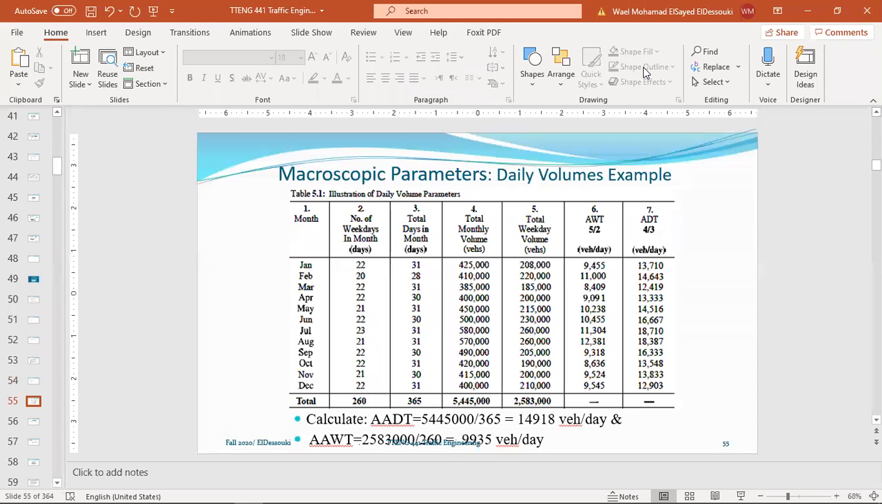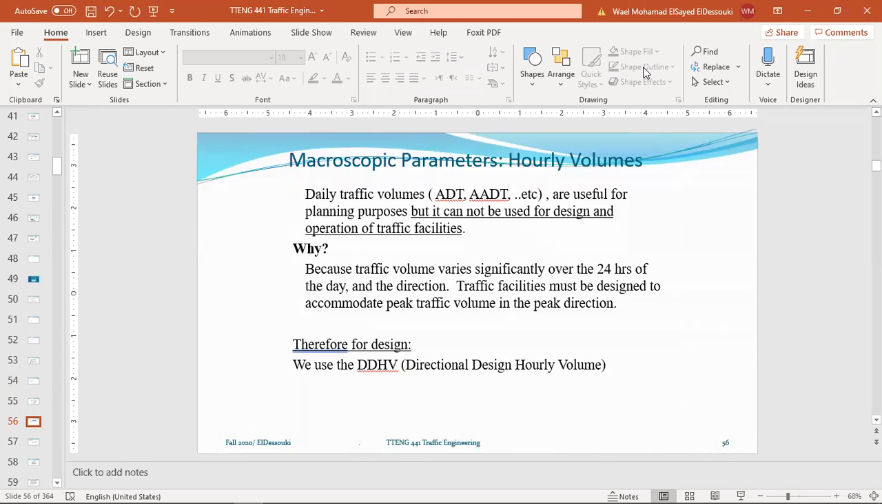This is an example of calculating the average annual daily traffic volume. And why don't we use the average daily traffic or daily traffic volume for design purposes? Because these volumes vary significantly over the 24 hours. The traffic volume over one day varies from hour to hour. That's why we don't use the daily traffic volume for design.